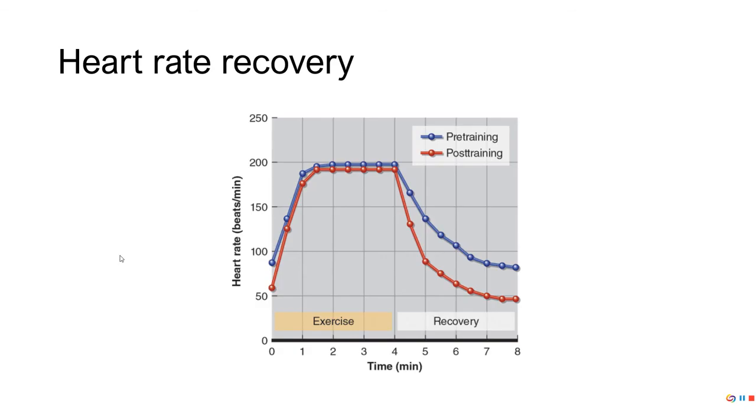Another thing to look at that's important is our heart rate recovery. Okay, so this is when we're exercising. So we've got time on the x-axis, so that's exercise. This is recovery here. Here's our heart rate. Again, notice before training, heart rate is higher for a given intensity, and it's that way for most of this. But notice that as soon as we're done exercising, heart rate goes back to normal much quicker in the post-training.